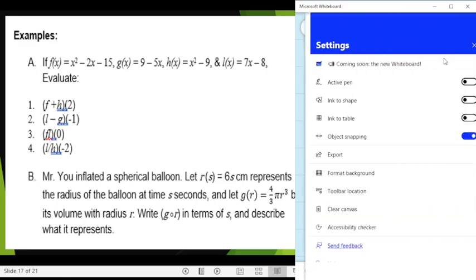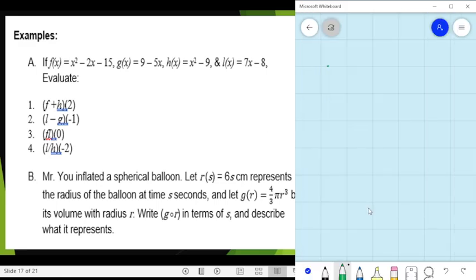Okay, last example we have: Mr. Yu inflated a spherical balloon. So let R of s equal 6s centimeters represent the radius of the balloon at time s seconds. And let G of r equal 4/3 pi r cubed be its volume with the radius r. So write G circle R in terms of s and describe what it represents.